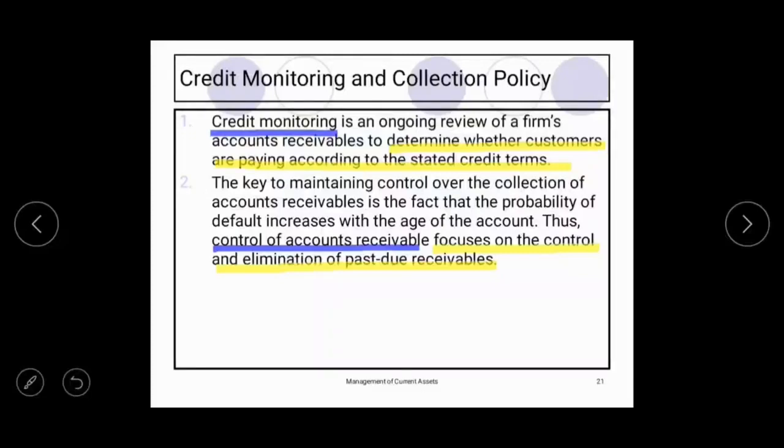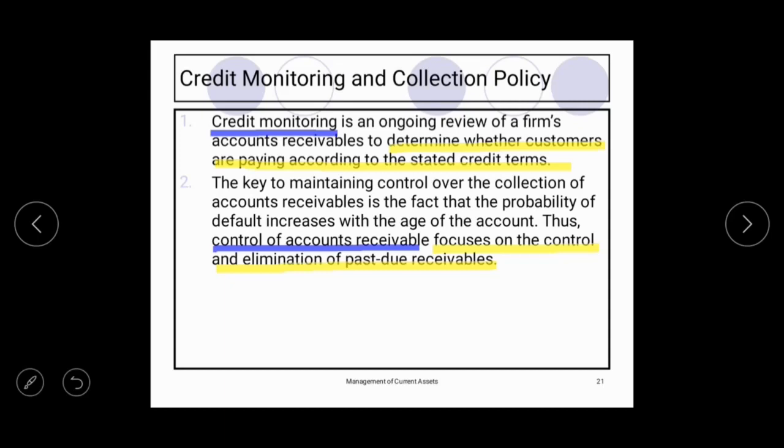Okay, so before we start, you guys can refer to slide number 21. This slide is about credit monitoring and collection policy. I will just summarize this slide. First sentence is about the credit monitoring. Credit monitoring is referred to a firm and their accounts receivable.